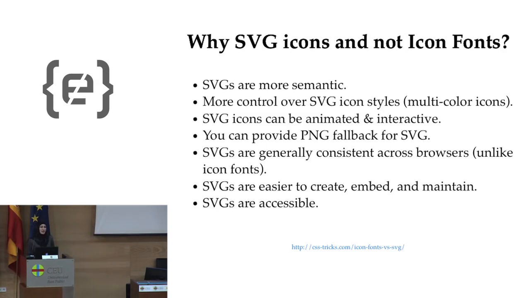You can provide a PNG fallback for SVG. If your SVG icons are not displayed, you have a PNG fallback, yay, but with icon fonts, you don't have that. SVGs are generally more consistent across browsers. Icon fonts have all kinds of problems that you're going to have to fix. SVGs are easier to create, embed, and maintain. Creating icon fonts is a hassle. And SVGs are accessible. Again, this is one of the most important features of SVG. Your icons are going to be accessible. So for even more advantages, refer to Chris's article.